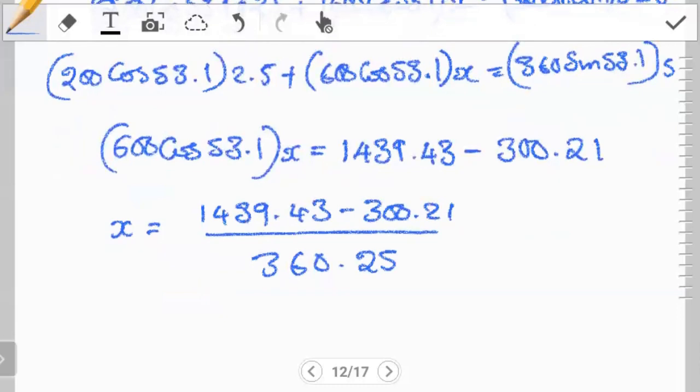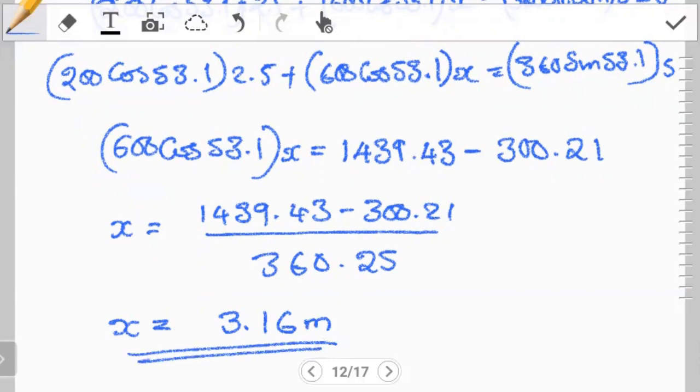And then if I work it out from here, I easily get x equals 3.16 meters. Okay, so if you guys have paid attention to this, with this method, I get exactly what the position of the man is along the ladder.